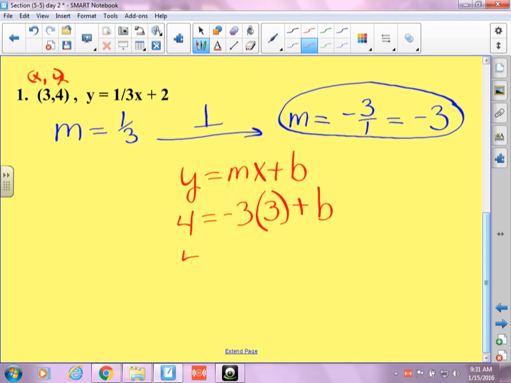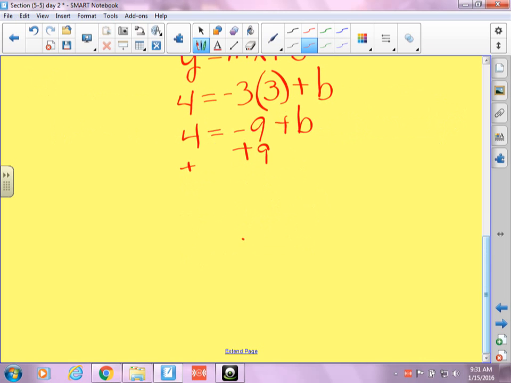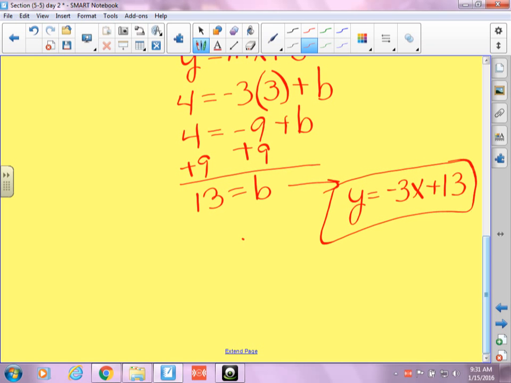So 4 equals -9 plus b. I'm going to add my 9. So I get 13. So my equation is y equals -3x plus 13. It does not ask for it in standard form, so I'm not going to put it in standard form. If they ask me to, then you can. Questions? So we keep the new slope. Do not use the old one.